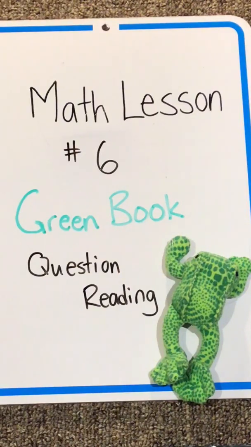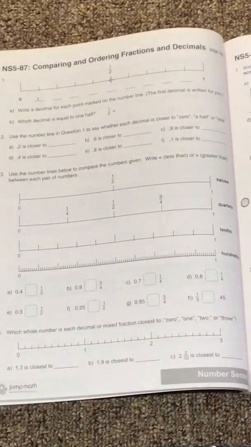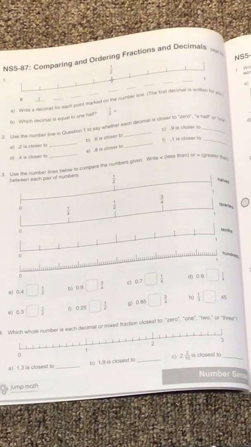Okay, mathematicians, lesson number 6. Here is the question reading for the Green Book math pages. Hop this guy out of here and hop this guy in. We see that.